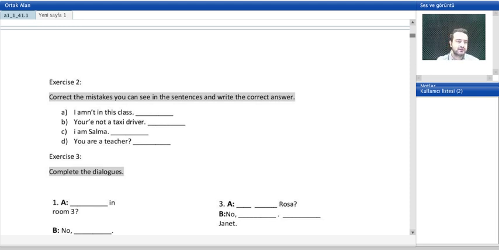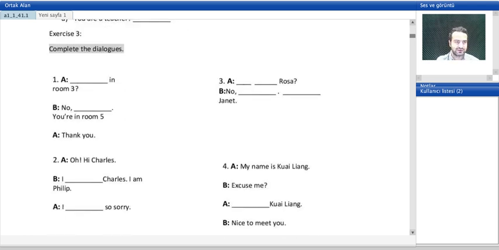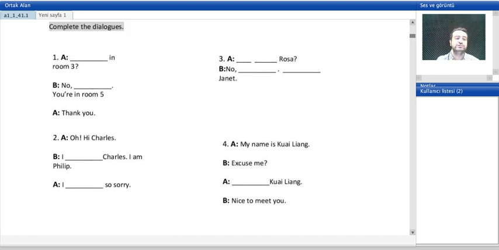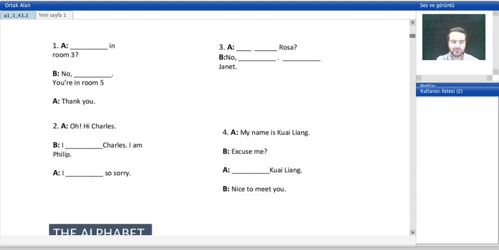For exercise 2, correct the mistakes you see in the sentences and write the correct answer. So in sentences A, B, C, and D, there is one mistake and you need to find it and you need to correct it. For exercise 3, we have a conversation here. For 1, 2, 3, and 4 different conversations. And you need to complete them with the verb be, the correct verb be. And be careful with the answers. Sometimes they are yes, no answers, so you have to be careful to make it affirmative or negative.